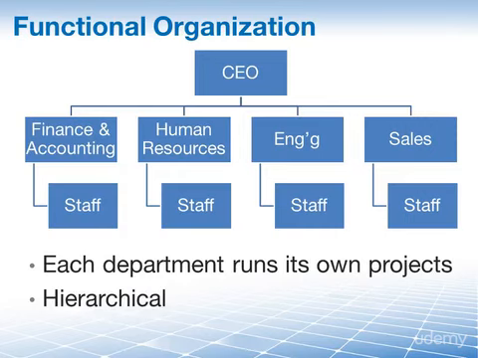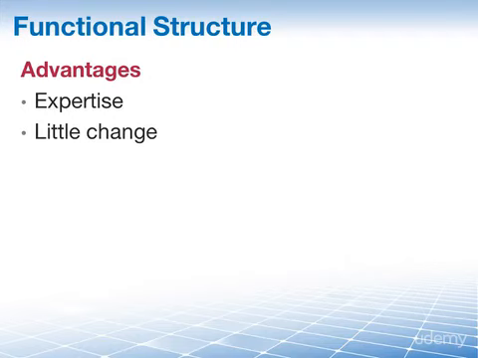Each organizational structure has advantages and disadvantages. Let's take a look at those for our functional organization, beginning with the advantages. A project works well within a functional organization when the project content or subject matter lies within the expertise of that function. So if the organization has an engineering project, it makes sense to run the project within the engineering department. Organizationally, there's little change as projects are still run within the existing functional organization.